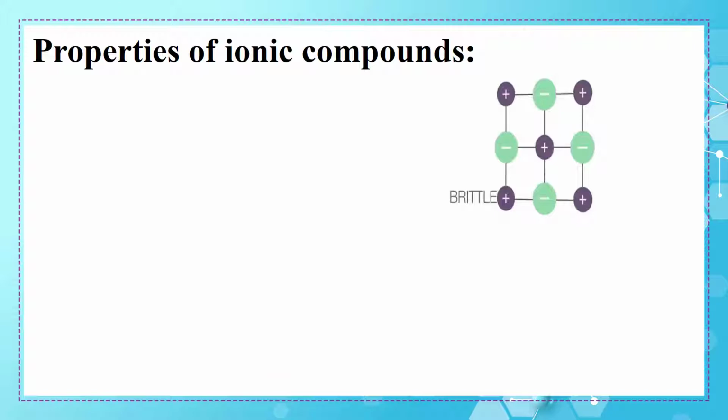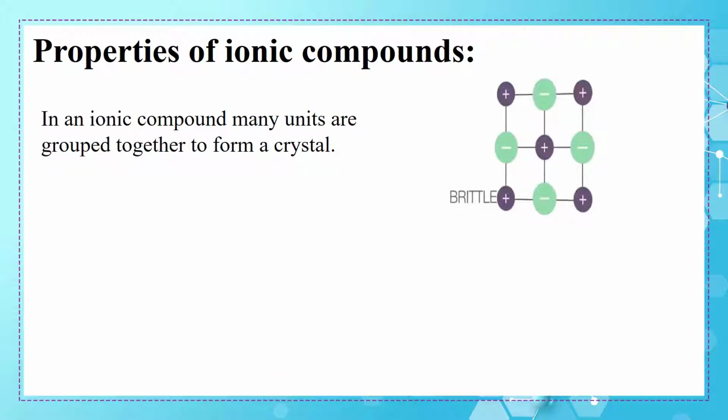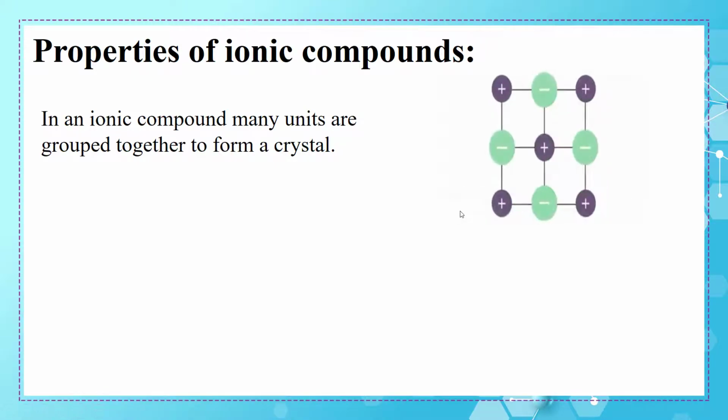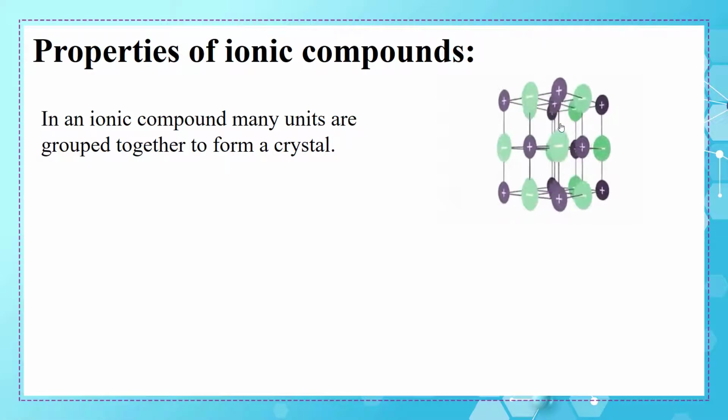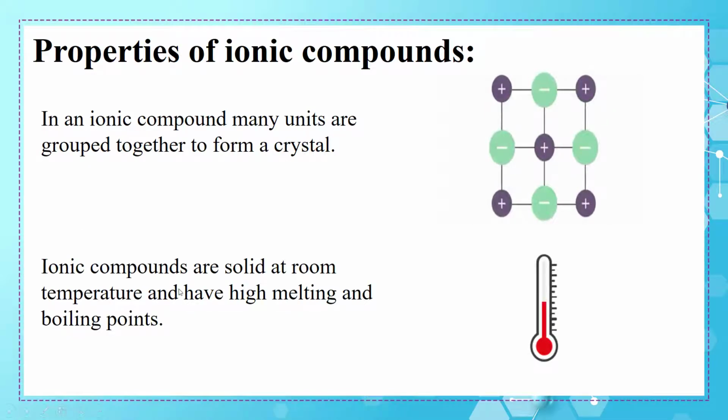Properties of ionic compounds. The first property is that in an ionic compound, many units are grouped together to form a crystal, as you see here. Let us see the video to understand more. So these are many units that are grouped with each other to form a crystal. Ionic compounds are solid at room temperature, around 25 degrees Celsius. At room temperature, the ionic compounds are solid and have high melting and boiling points.